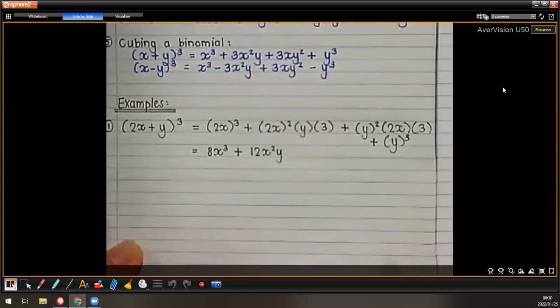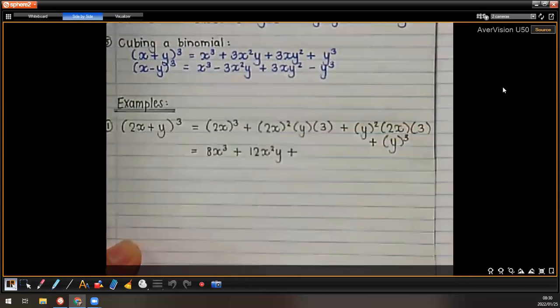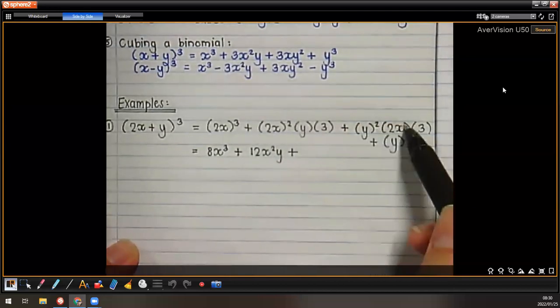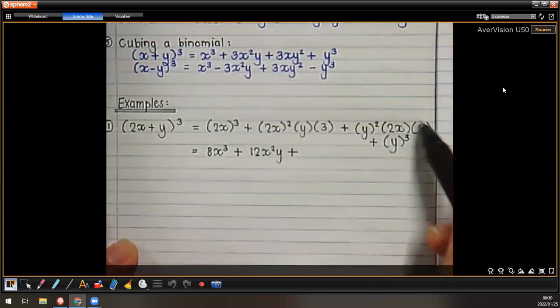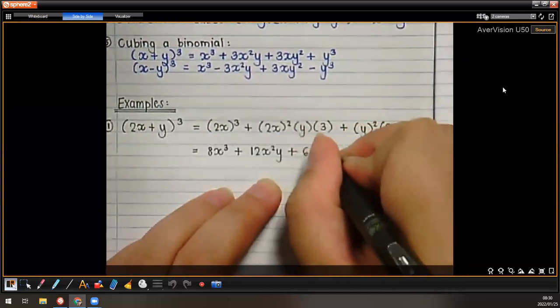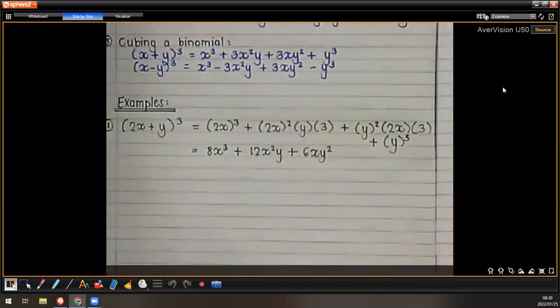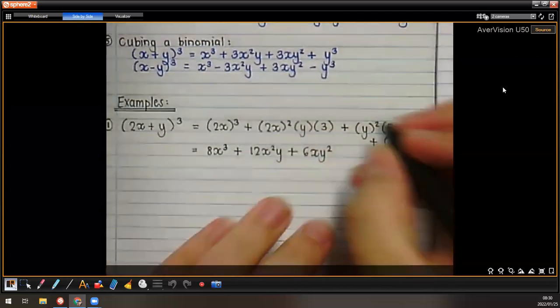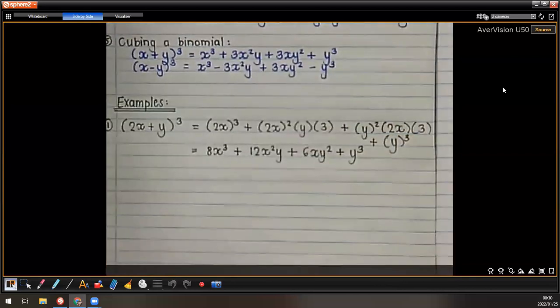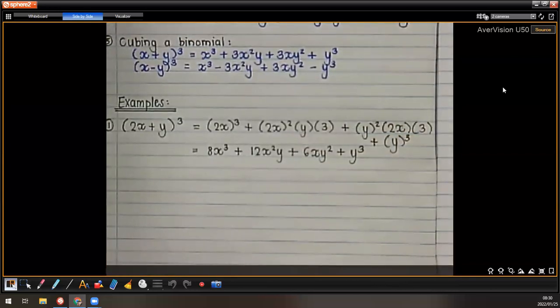Right? Plus, we're going to have y squared. We're going to have 2x, so that's 2xy squared, and then we need to multiply that by 3. So that is 6xy squared. And then that last term is the easy one, that is just y cubed. Again, the shortcut is optional, but if you remember it, it will save you some time.